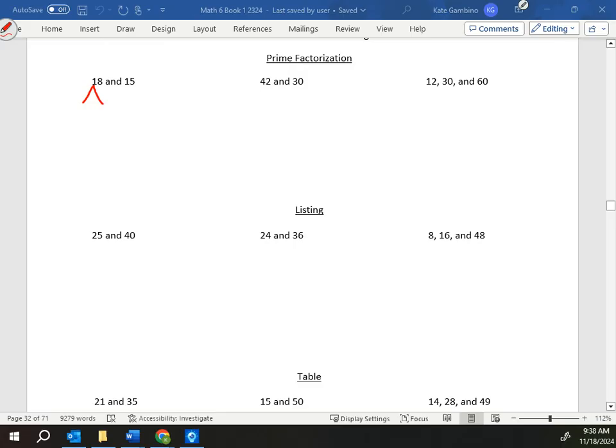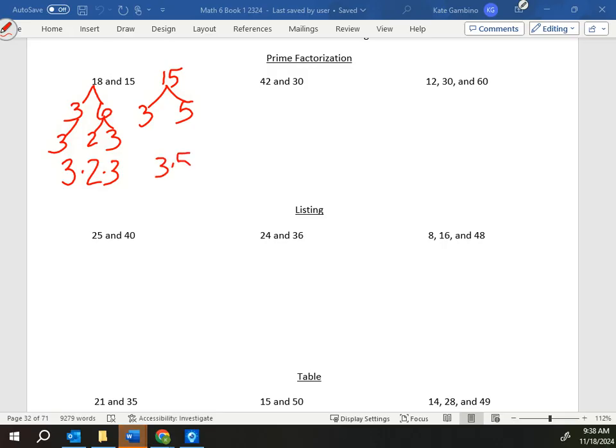So I could do my factor tree for 18. Let's do 3 and 6. So that would be 2. 3 times 2 times 3. If I did 15, that would be 3 times 5. So the prime factors are 3 and 5. I go through and see what factors they share. They share just a 3. So the greatest common factor is 3. If I have 42 and 30, that could be 2 and 21, 2, 3, 7.